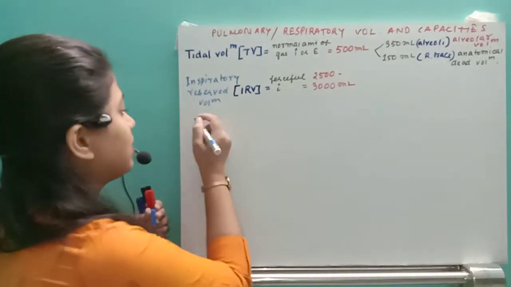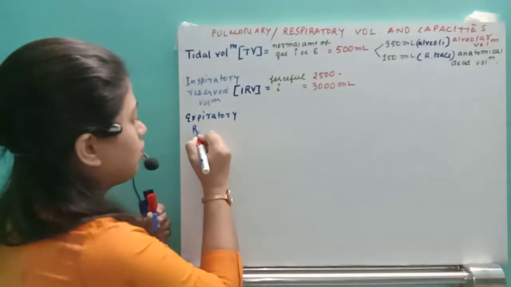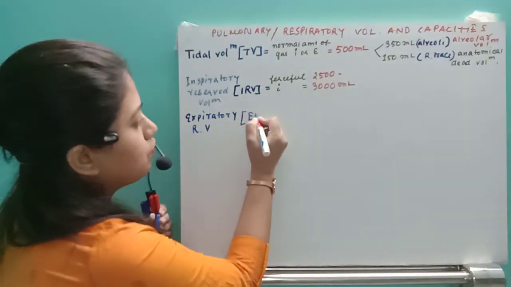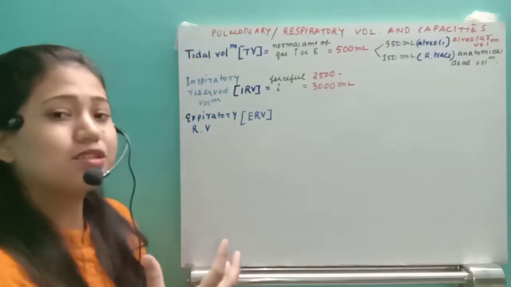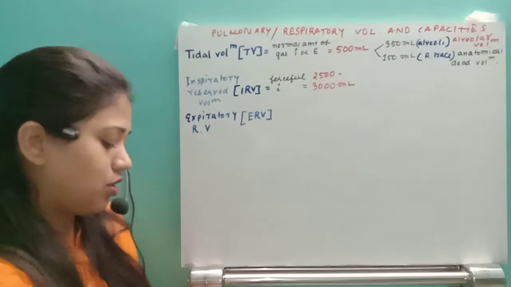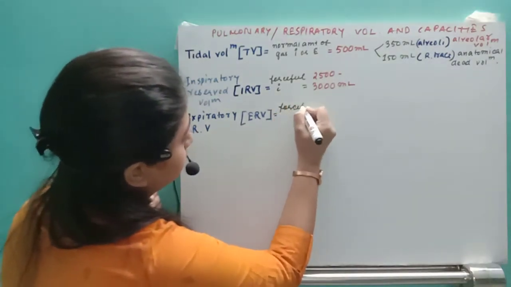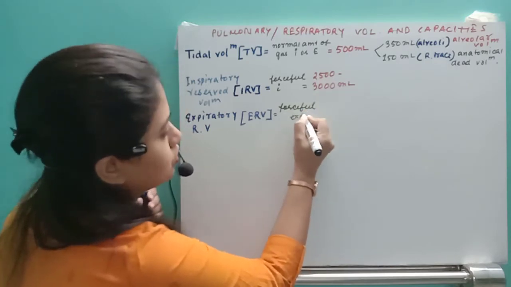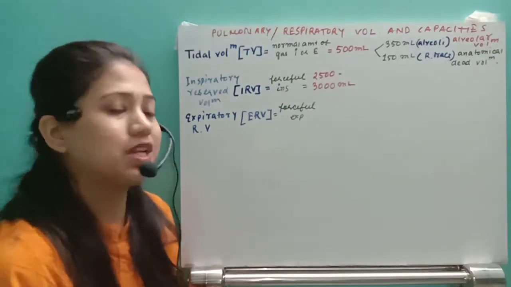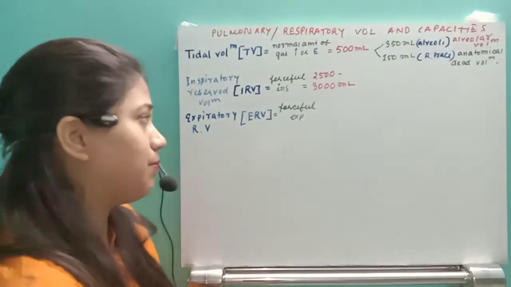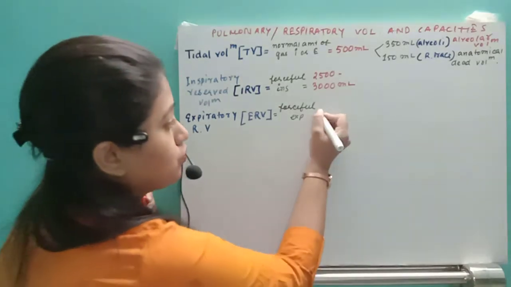After that, we have the next one, the expiratory reserve volume. Expiratory reserve volume is also known as ERV. ERV means the gases we can forcefully expirate. So this is nothing but forceful expiration. Okay, so this is the forceful inspiration, which is also known as IRV, and this is forceful expiration, which is also known as ERV. So what is the amount of gases we can remove outside in forceful expiration?